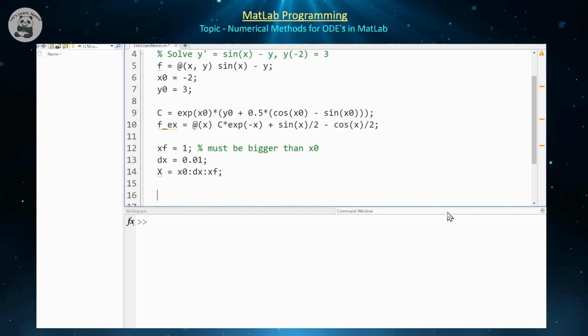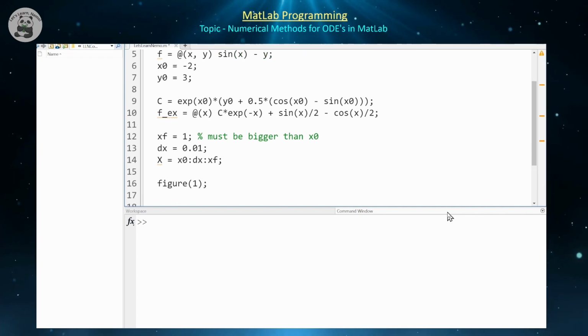So what I want to do is plot our exact solution so we know what we're comparing to. So I want to plot X and then the exact solution f_ex of X, and I'm just going to plot this in black. For the numerical solutions, I'll do other colors like red, green, and blue or something like that. So k is the letter for black, and that's going to give us our solution.